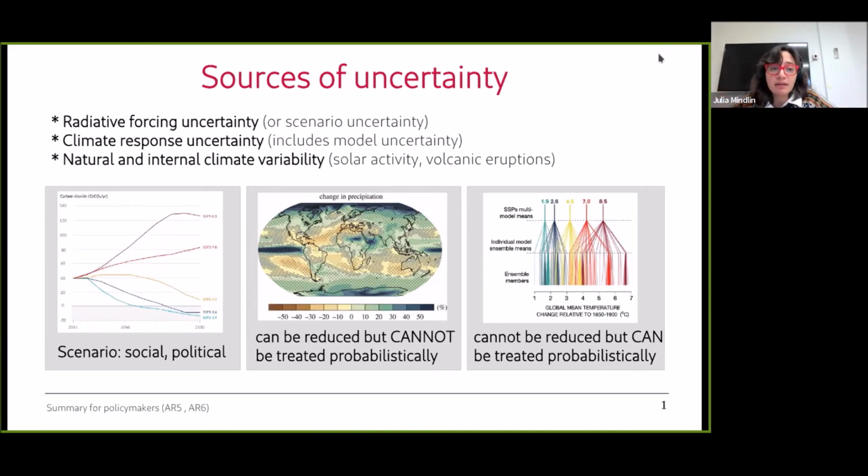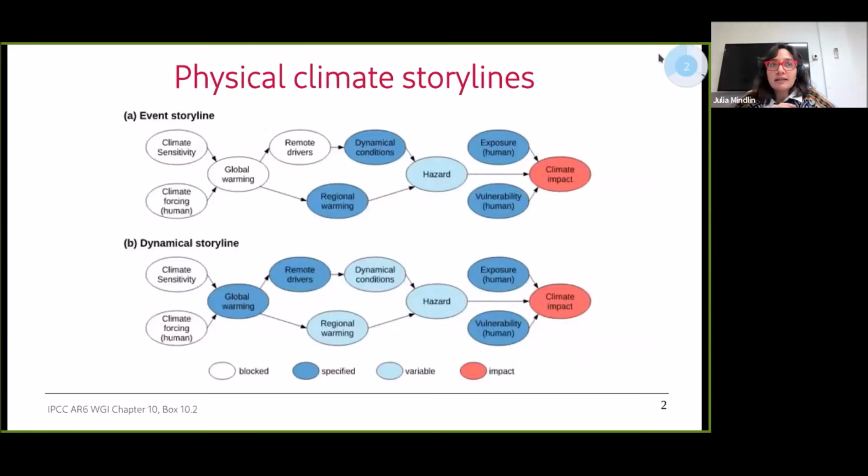And then finally, we have the uncertainty, which is natural and internal climate variability due to the climate system being very complex, the atmosphere being chaotic, and so on. So in particular, the storyline approach is very useful to deal with this type of uncertainty, the model uncertainty, which cannot be treated probabilistically because when we aggregate and use just the model ensemble mean, we're covering potential large risks.